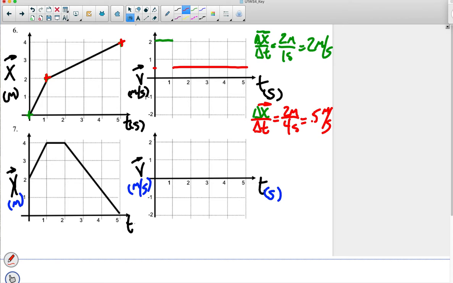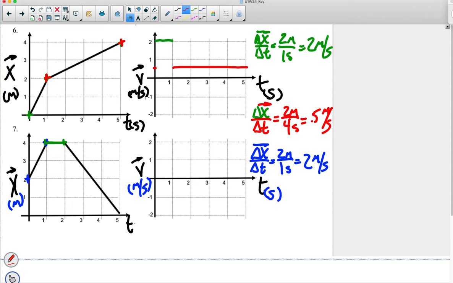And for our number 7 down here, looks like phase 1, we started at 2 meters and ended at 4 meters. So our change of position divided by change in time, we've got a positive 2 meters, which took 1 second, which is 2 meters per second. Our slope for phase 2 is a horizontal line, so the slope will be 0.